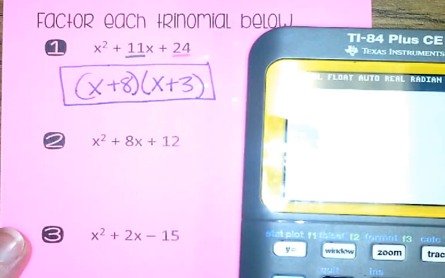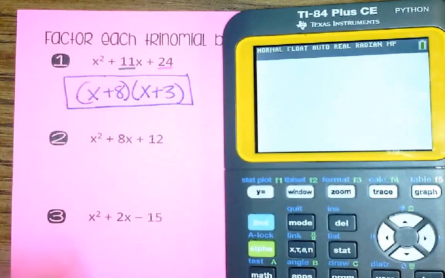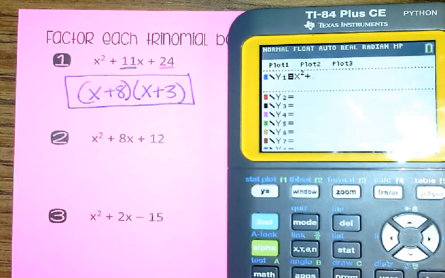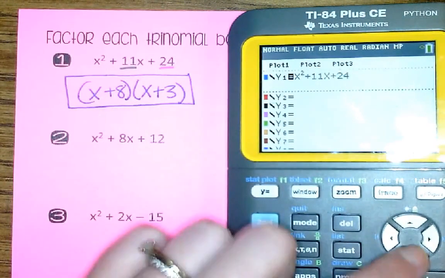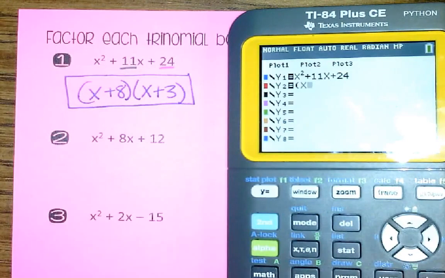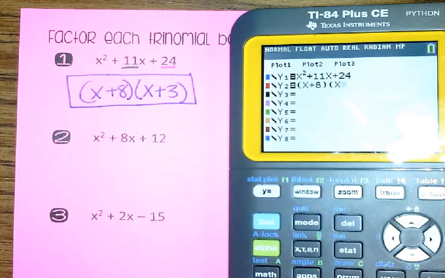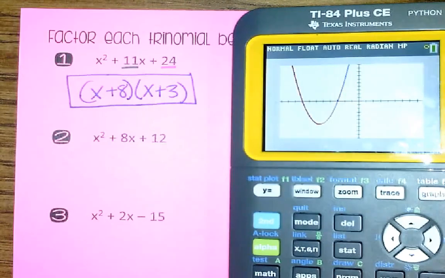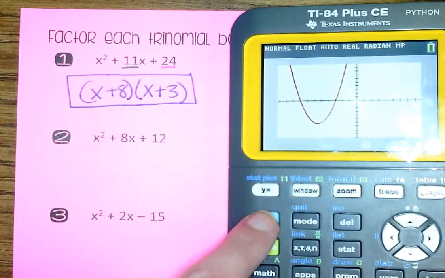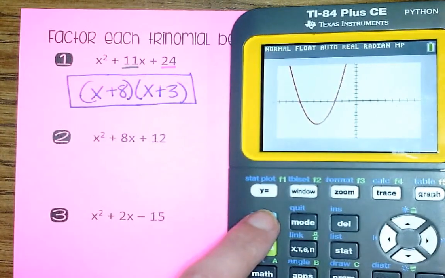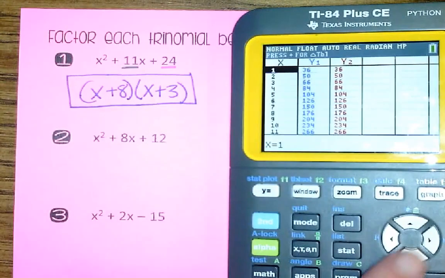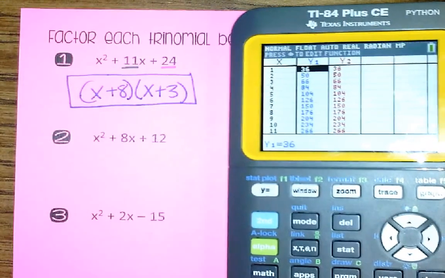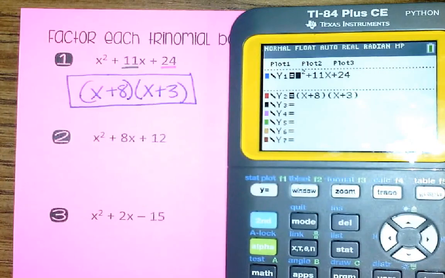The way that you can check yourself in the lovely calculator is you can type them both into y equals, right? You have x squared plus 11x plus 24. And then we have our x plus 8 and our x plus 3. And it gives us, there's one graph, bam, the second one graphed right on top of it. So they are the exact same curve. You can also check in your table and make sure your table values, your y values, match up perfectly. So guys, those are ways that you can check yourself in your calculator.